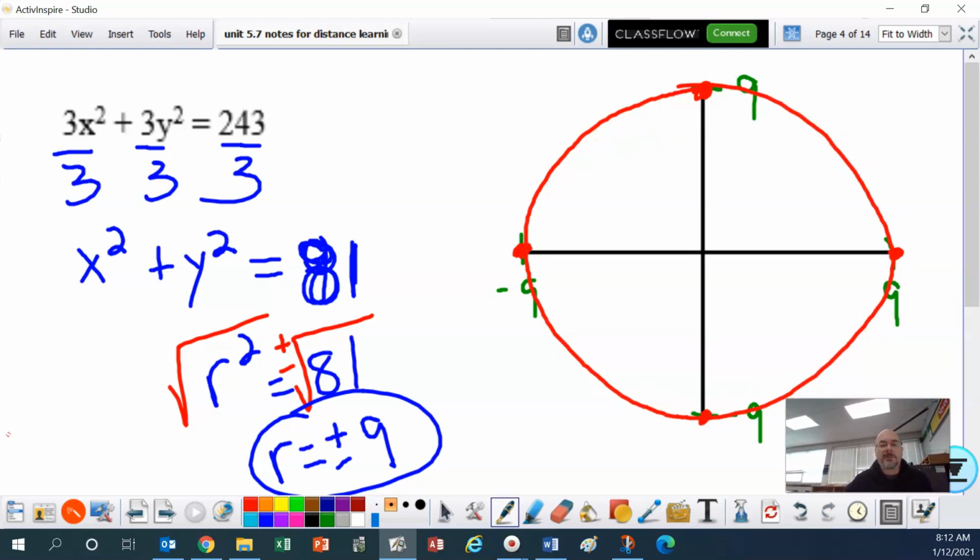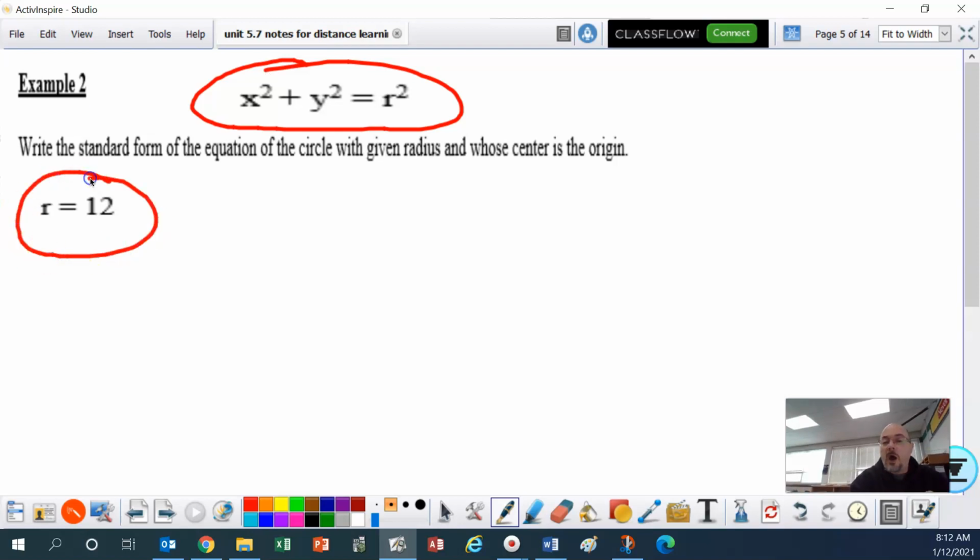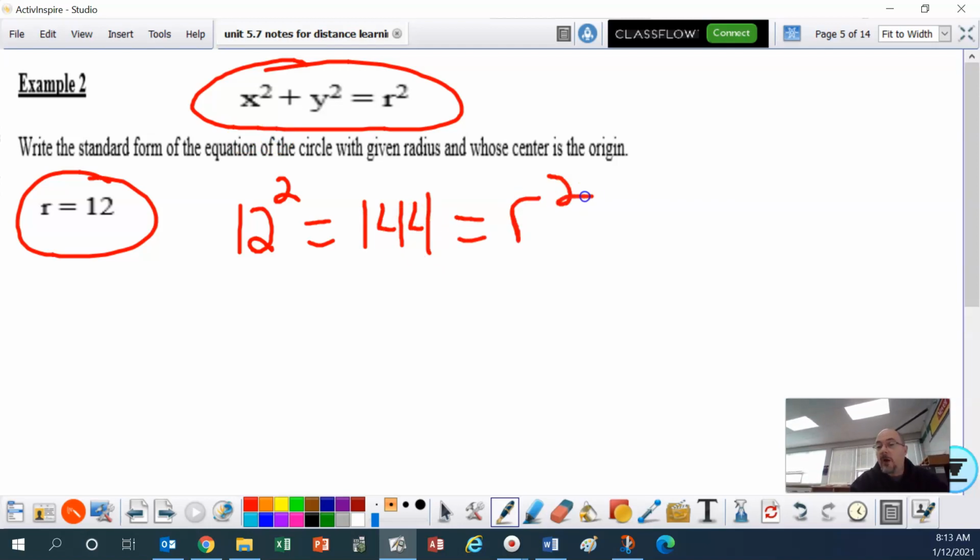Okay, let's move on. What else can we do with this information? Well, we can go backwards, folks. So here again is our general standard form, x squared plus y squared equals r squared. We should also be able to go backwards. If you know r is 12, then you should be able to write the equation. All we need to do is take the 12 and square it, and that's going to give us 144, which is now our r squared.